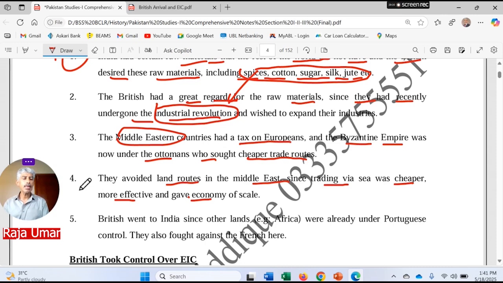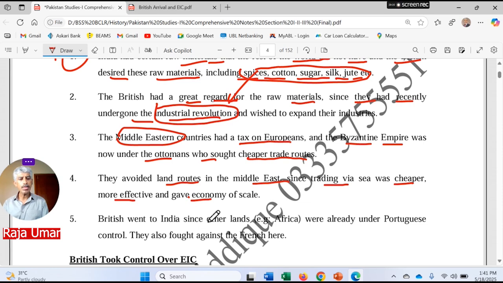As you know, the Indian subcontinent was at the coast of the Arabian Sea, Indian Ocean, and Bay of Bengal. So that was the best place for the Europeans to land over here and to connect with the rest of the world through sea routes. But Middle Eastern countries were tough for them. That's why they did not go over there.